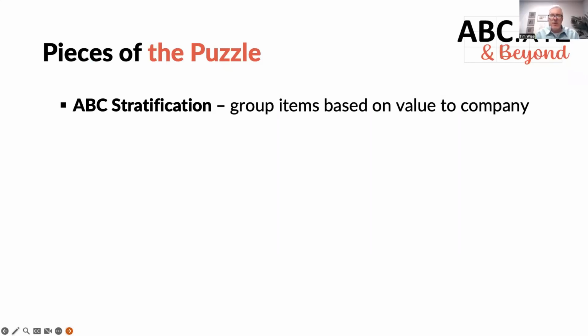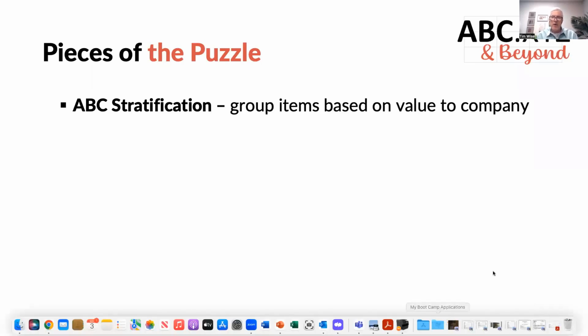ABC stratification has been around a long time. There's a lot of value in understanding the items in your inventory, be it components or FGI or subassemblies, how they contribute to the value of your inventory and how they contribute to supporting your overall go-to-market goals with your product. It's a key starter, right? It's a place to start in understanding how your inventory is made up. What you're buying can be used in a lot of different ways to analyze your inventory.